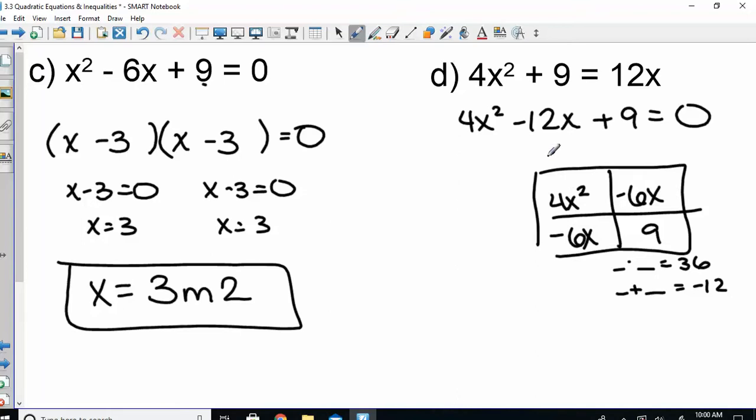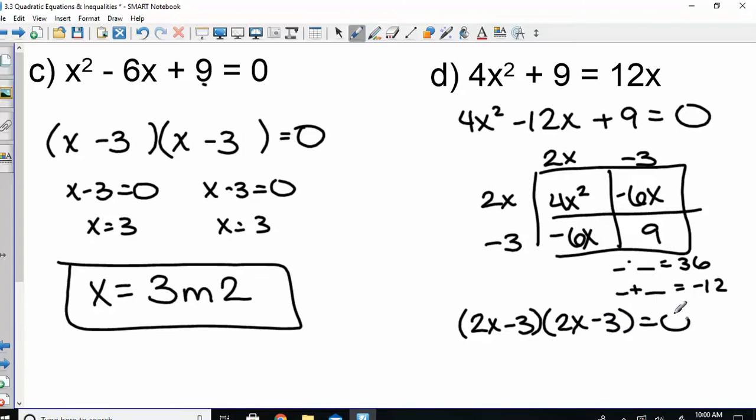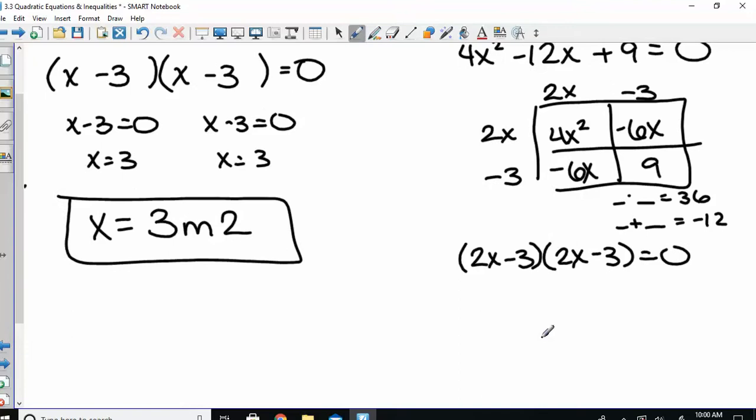So then if we factor, 4x squared and negative 6x would be the 2x. Negative 6x and 9 would be a negative 3. What do you notice about those? Repeat. They're repeated. So when we set it equal to 0, I really only need to solve one of them.